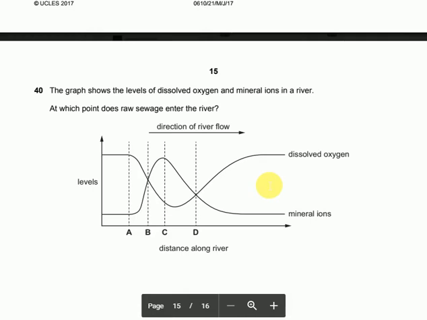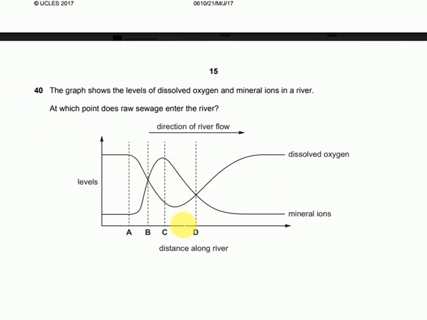The last one. The graph shows the levels of dissolved oxygen and mineral ions in a river. At which point does raw sewage enter the river? A, B, C, or D? I'd say A. That is where raw sewage enters, because see the level of dissolved oxygen decreases, and the level of mineral ions increases.